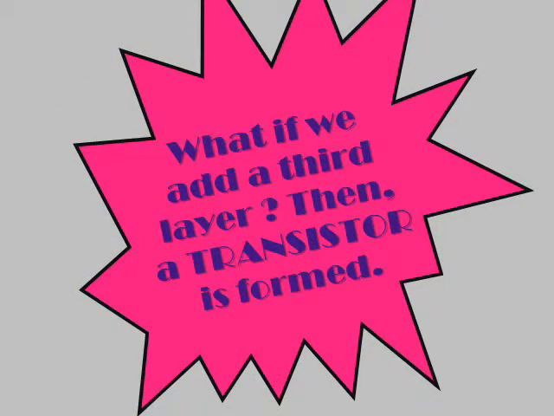What if we add a third layer? Then a transistor is formed. We create a p-n junction diode by joining together 2 pieces of semiconductor, doped n-type and p-type. This causes the depletion zone to form around the junction between the materials. The depletion zone controls the flow of electron and behavior of diode.